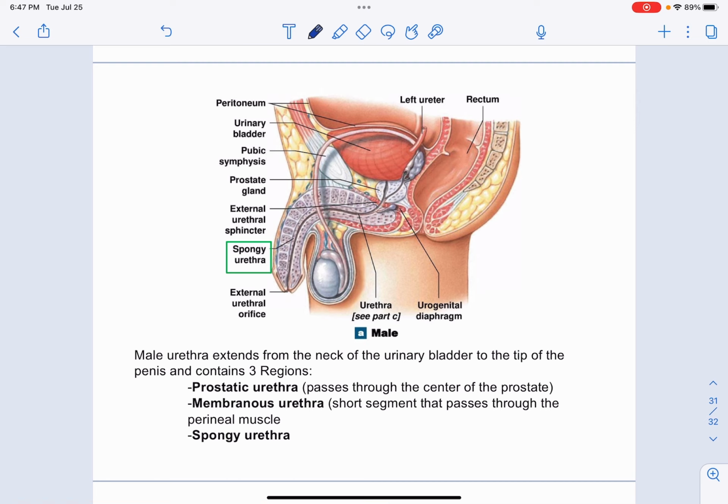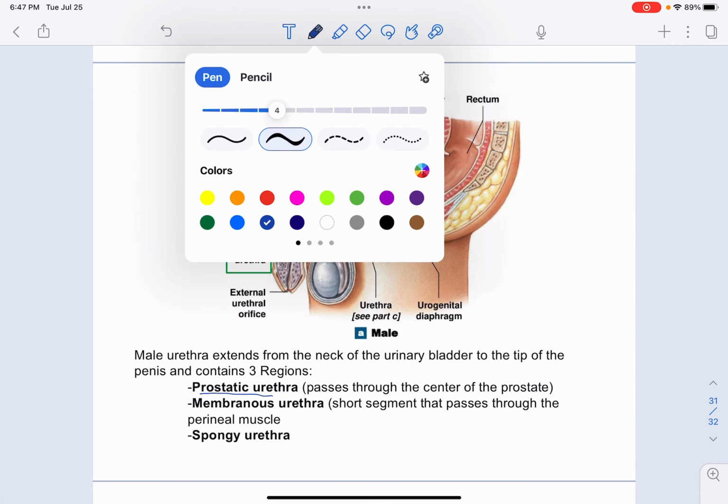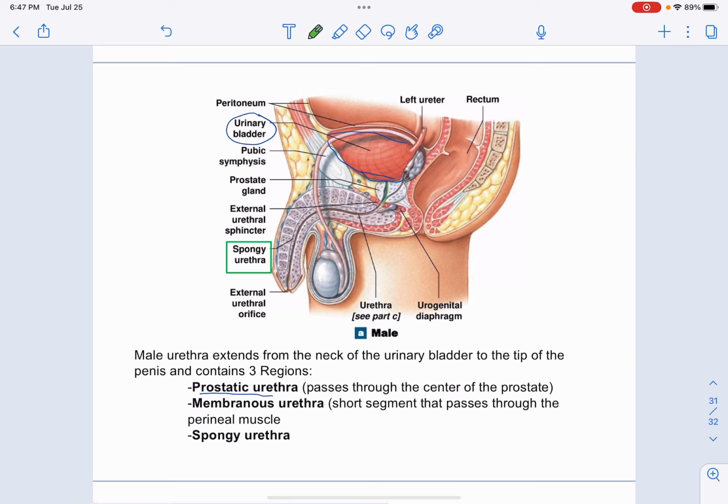All right, so here is the urinary bladder pictured here. Whoops, my outline is not the best. It's going to go from the neck of the urinary bladder to the tip of the penis. And there are 3 regions of the male urethra. There is what's called the prostatic urethra. Okay, so that's this little area right here. Let me switch colors again. Let's go with green. Right here.